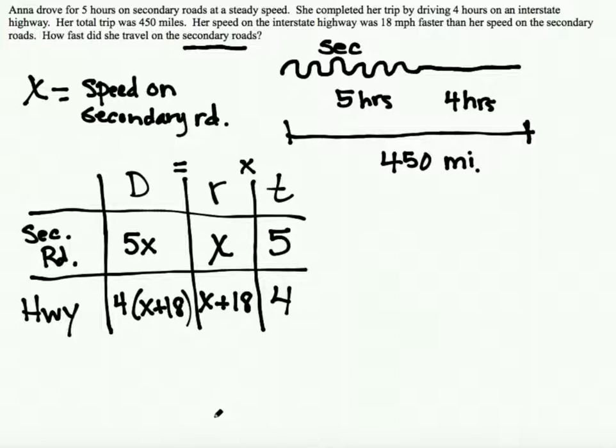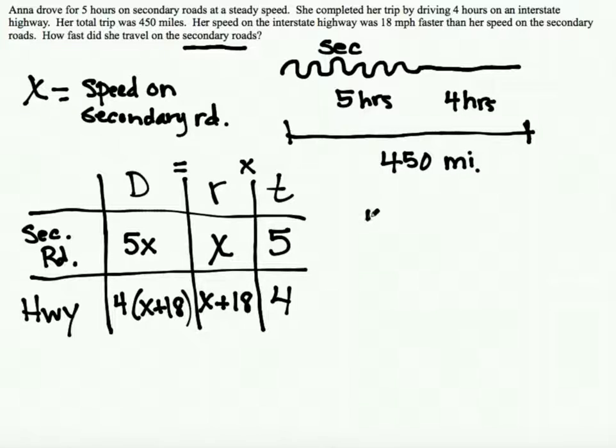Okay, so now we have to figure out how we're going to set up our equation. I know it's going to have something to do with these two distances. Well, we have to look at what's happening in this problem. What other piece of information do I have? Well, if I go back and look, it tells us that she drove a total of 450 miles. Total in math, we can think of addition. So we're going to take the distance on the secondary road and her distance on the highway, add those together, and that should give us the total distance.